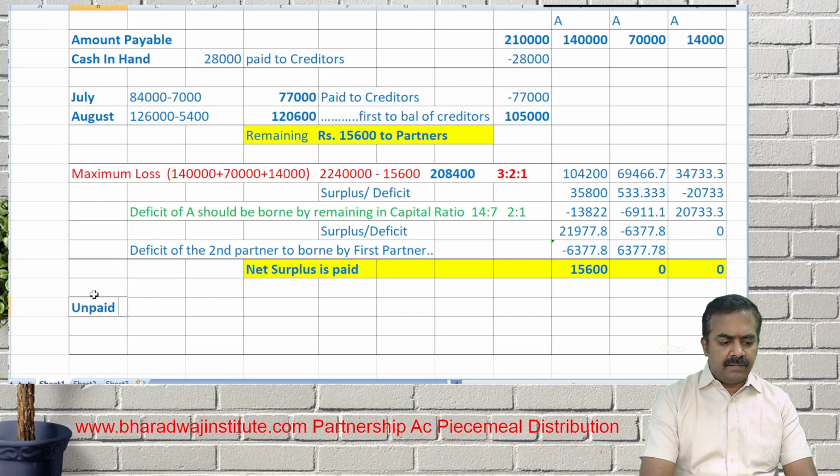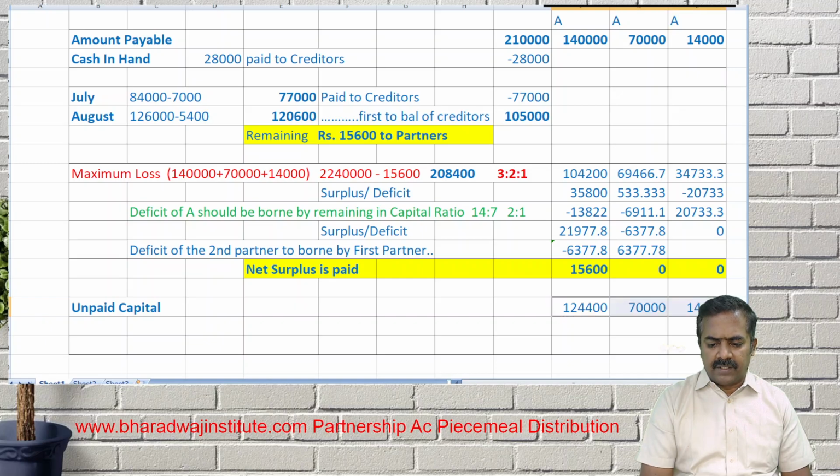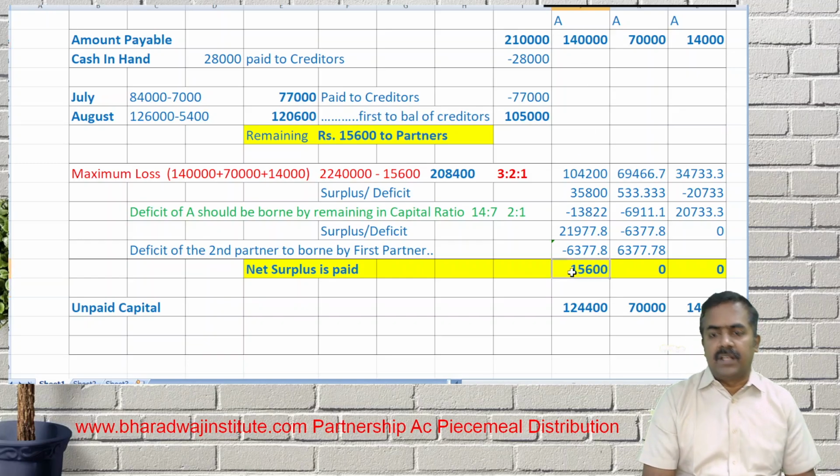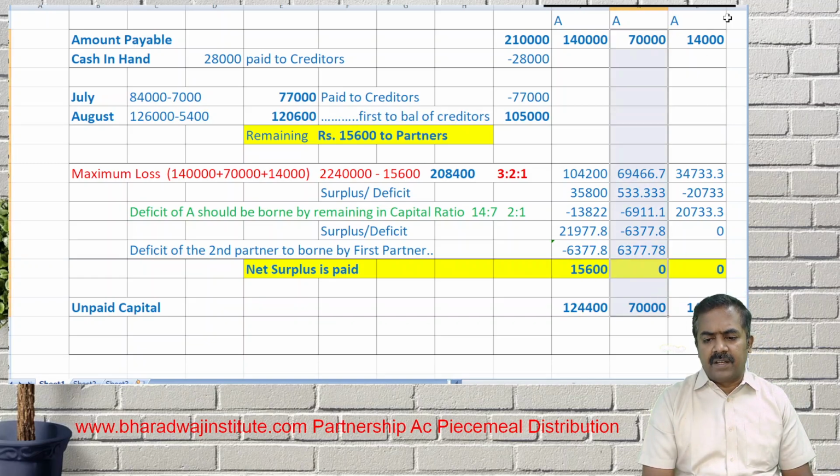Again, we have to work out the unpaid capital. Look at the unpaid capital for A: previously 1,40,000 minus how much we have paid, 15,600. Like that you work out for the other partners. Out of 1,40,000 we paid 15,600, balance 1,24,400. The remaining partners did not get anything.